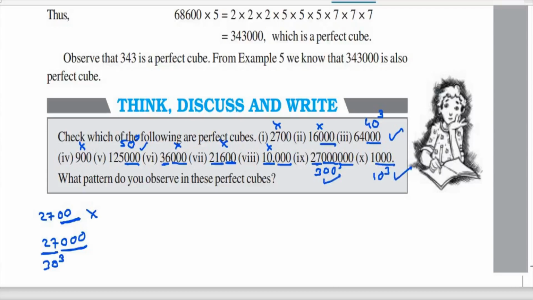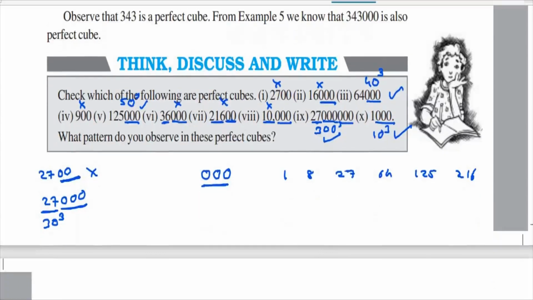So if you see the pattern, we'll observe that there should be 3 zeros or pairs of 3 zeros, like 60, 90, but 3 zeros should be there, and then either it should be 1, or 8, or 27, or 64, or 125, or 216. It means 1 cube, 2 cube, 3 cube, 4 cube, 5 cube, 6 cube, and then 3 zeros would make it 10 cube, 20 cube, 30 cube, 40 cube, 50 cube onwards.